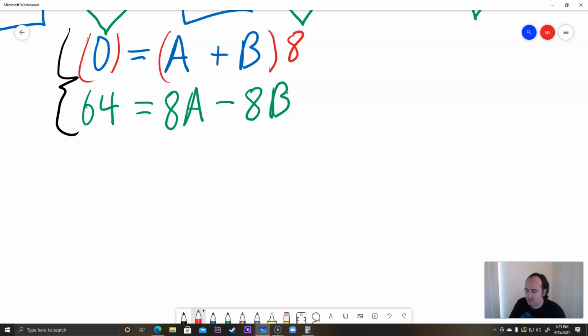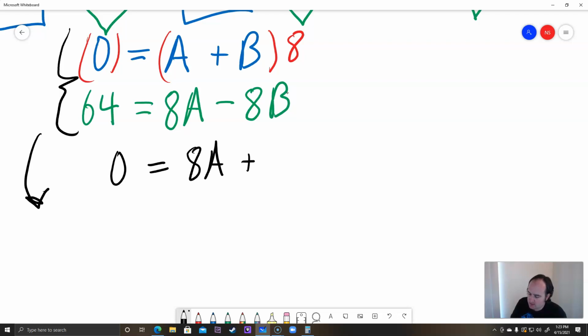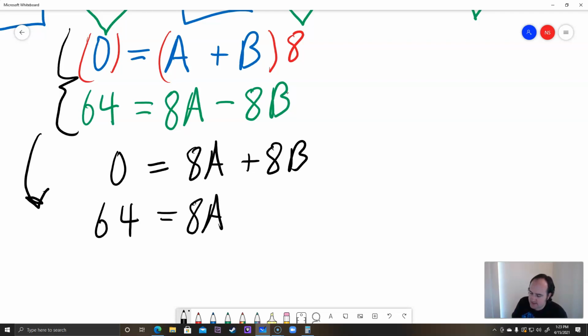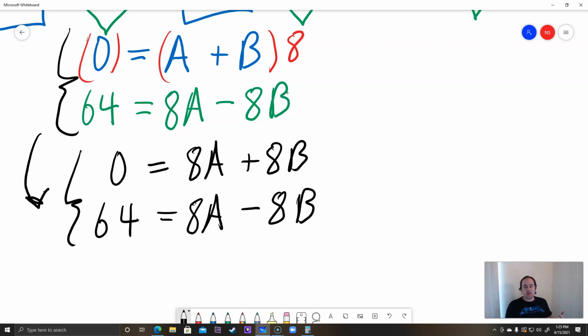So if I multiply the top equation by 8, then my system is now going to be 0 equals 8a plus 8b. And then our bottom equation is still 64 equals 8a minus 8b. And as you can see, I multiplied the top equation by 8 so that the 8b and the negative 8b are going to cancel.